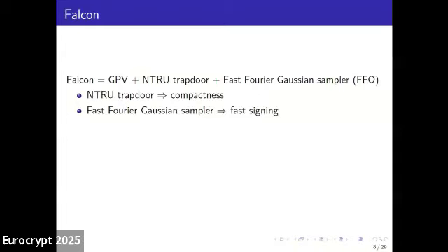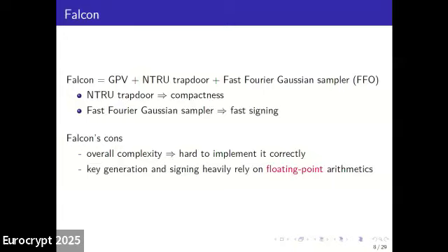So Falcon can be expressed by the following formula. It is originally the GPV hash-and-sign framework and instantiates it with NTRU lattices, which offers compact keys, and combines some techniques like fast Fourier Gaussian sampling, which makes the sampling run in quasi-linear time.